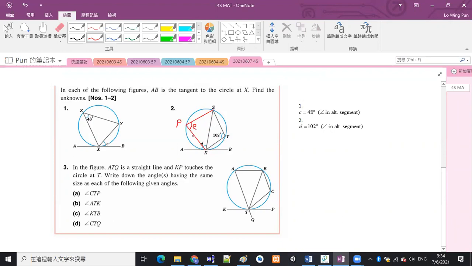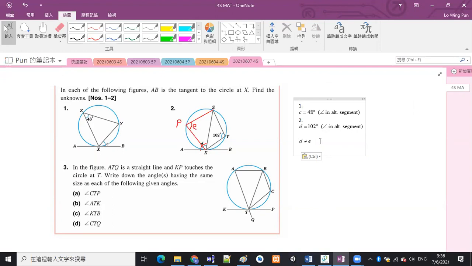Okay, because even though E is also looking at the chord XZ, E and D are on the same side of the circle. This chord XZ divides the circle into a left and right side. D is on the left side of the chord, and E is also on the left side of the chord. So they are not angles in alternate segments. What is alternate segment? Alternate means the other. Alternate segment means the other segment, that is, the other side of the circle. So D and E are not equal. D is not equal to E.